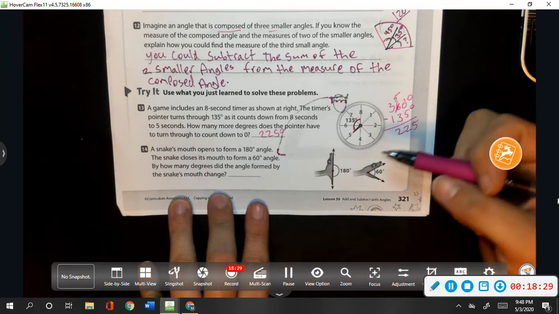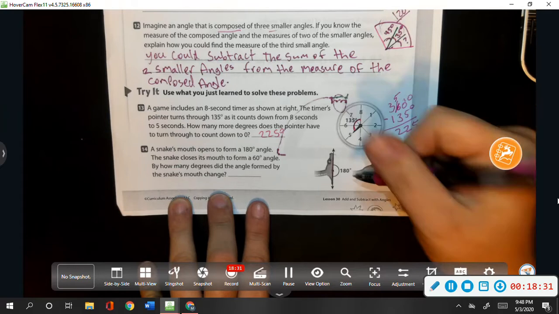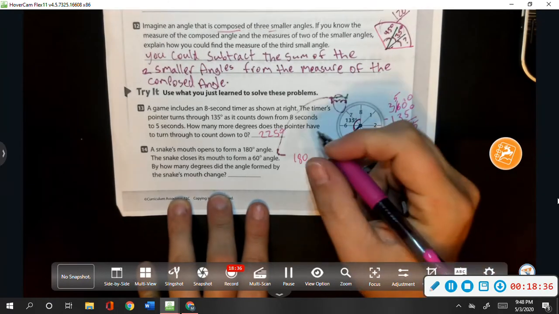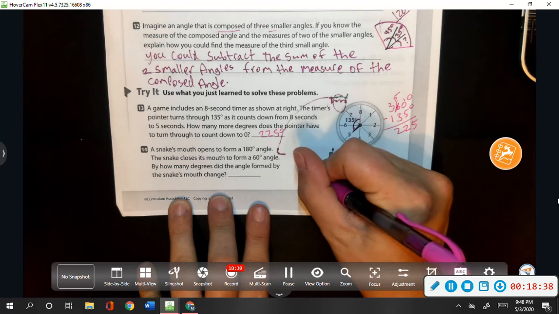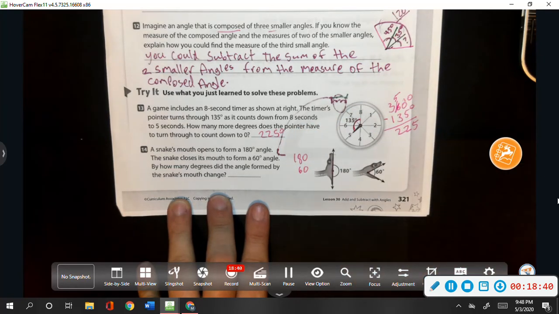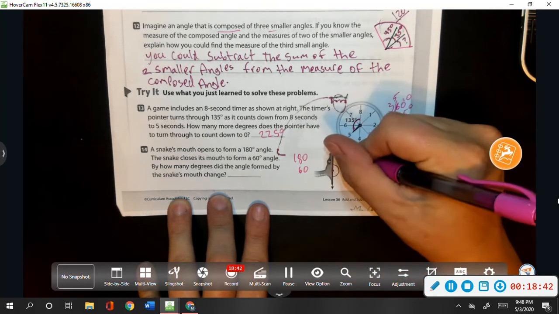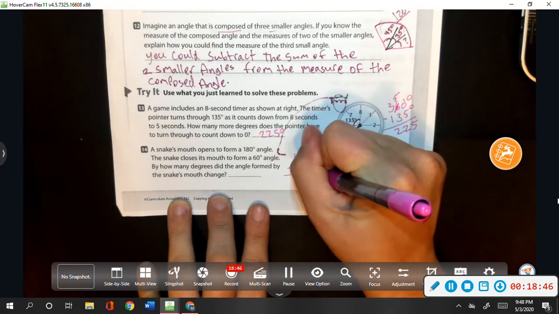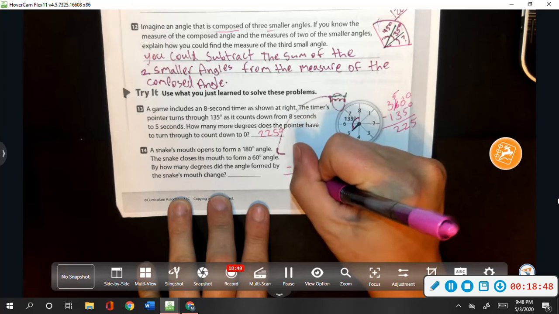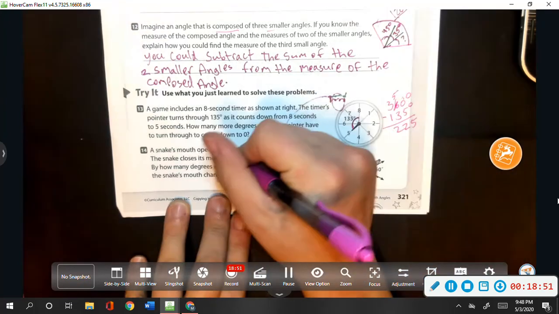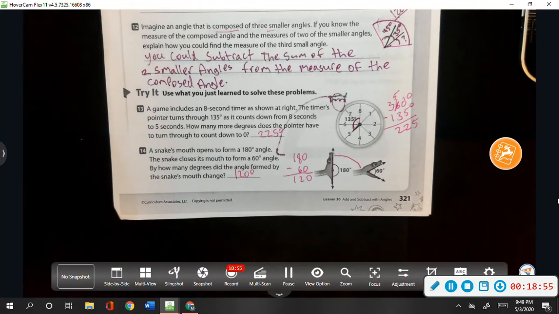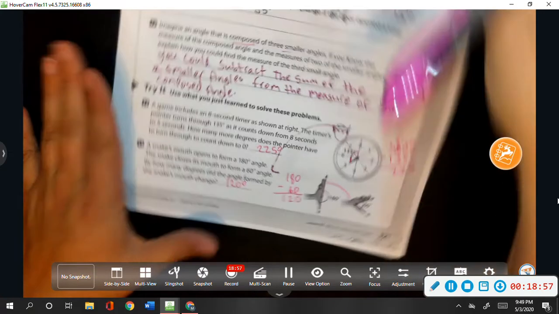So they want to know the change, the difference. So the snake's mouth started at 180 degrees. Then he kind of got tired and closed his mouth a little bit to where it was only open 60 degrees. We want to know how far he closed his mouth. And so we're just going to subtract. 8 minus 6 is 2. Bring down the 1. 120 degrees.